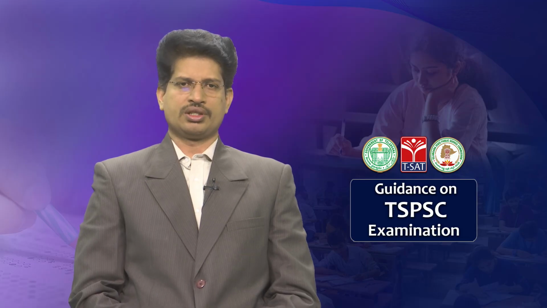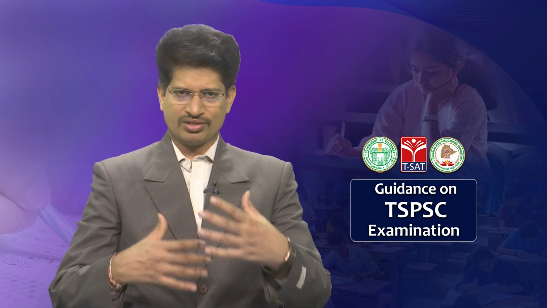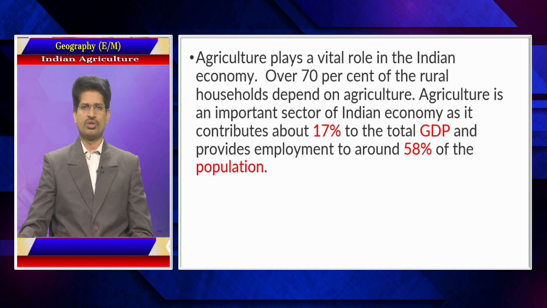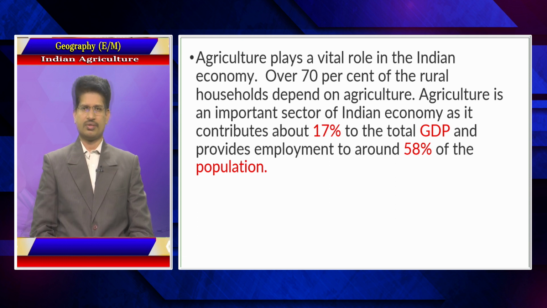The importance of agriculture in our country is that 70% of the rural households are dependent upon agriculture, and a question can be asked in this way: what is the percentage of contribution of agriculture to the GDP? 17% of agriculture is contributing to the GDP of our country, and 58% of the population in our country is depending upon agriculture. So, these can be given as questions. Contribution of agriculture to GDP can be a question. What is the percentage of population depending upon agriculture can be a question.